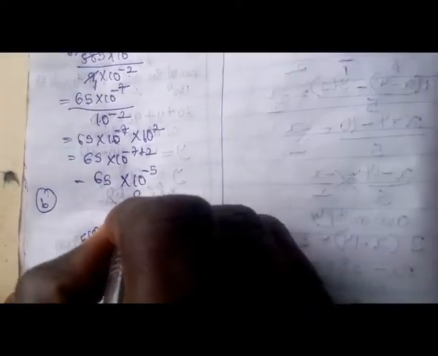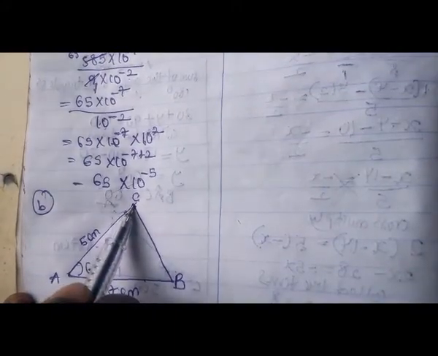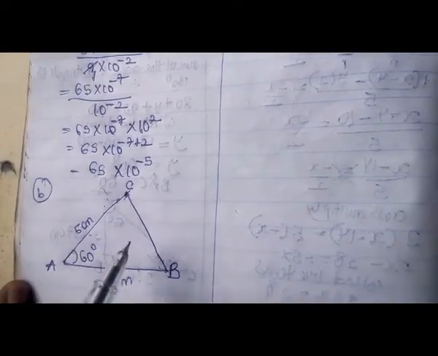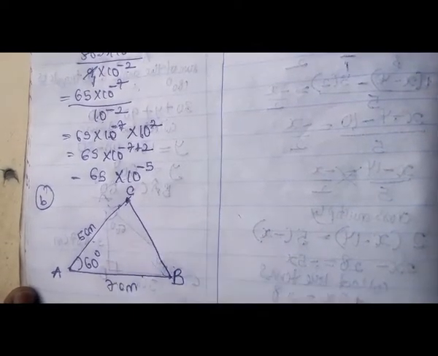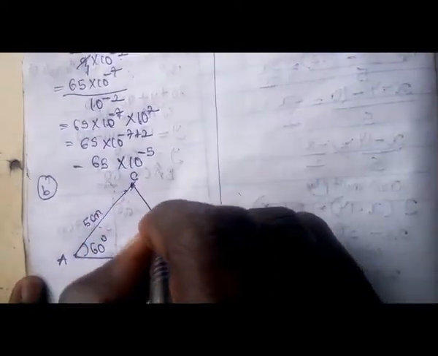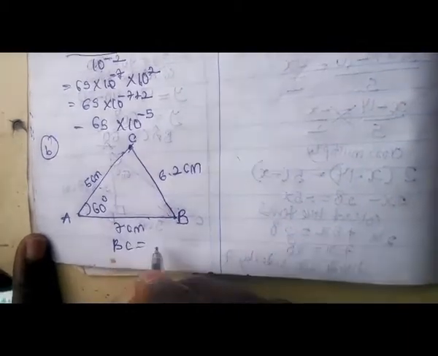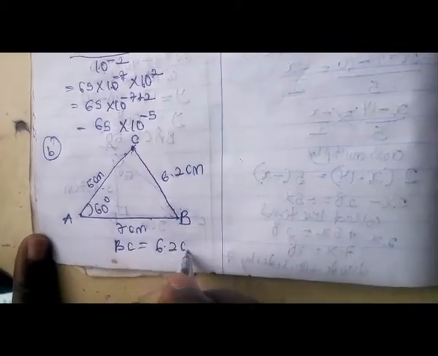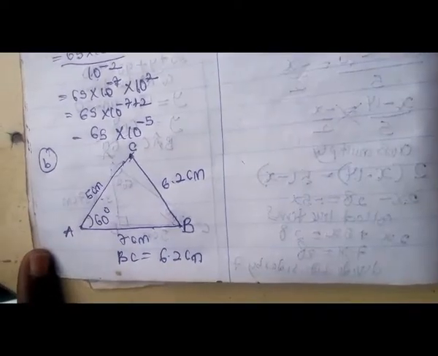After that, at this point C, use your ruler to measure from here to this place. You use your ruler to measure line BC. Once you measure it with your ruler, you get 6.2 cm. So BC equals 6.2 cm. So this is the end of question 1.